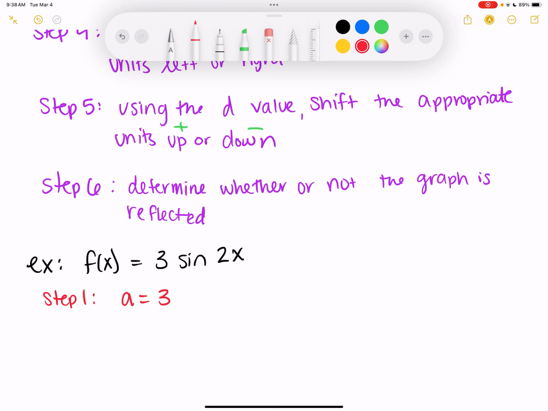Step 2, I want to find the period. What's the formula for period? 2 pi over b. So in this case, what would that be? 2 pi over 2. Oh, I guess I should actually write period first. So 2 pi over 2, which is just pi.